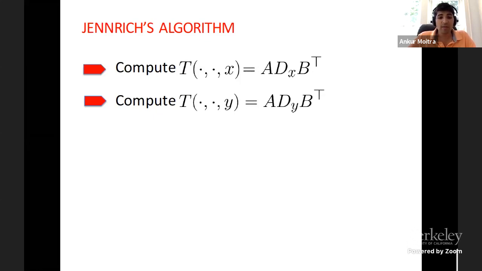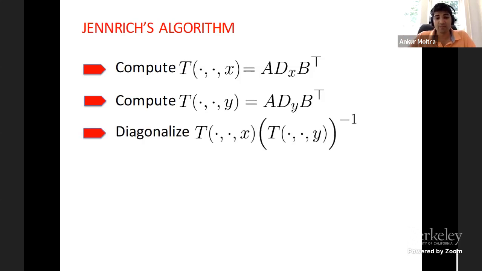So I chose Y uniformly at random. When I flatten the tensor according to Y, I get A times dy times B transpose. So it looks almost the same. The only difference is that the diagonal matrix has changed depending on what vector I use to flatten it. And now here's the key idea in Jennrich's algorithm.